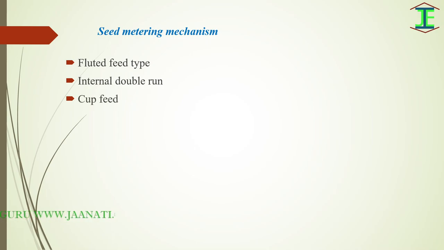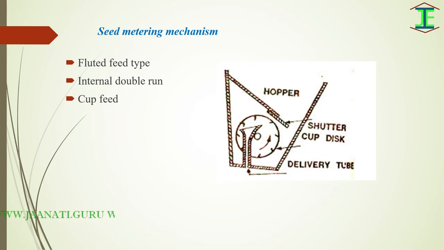Next one is cup feed. In cup feed mechanisms, there will be cups on the periphery of a rotating disc. And there will be a hopper for this cup feed mechanism. This seed hopper is divided into two parts. The upper part is called the grain box, and down there will be another part called the feed box. And there are shuttles which are used to connect these boxes.